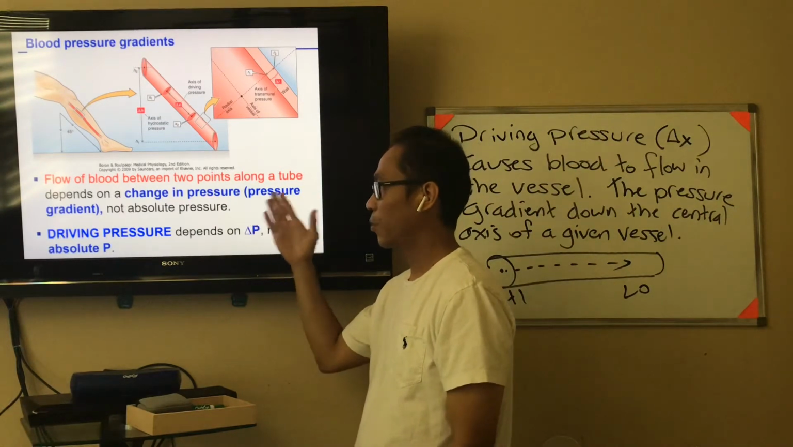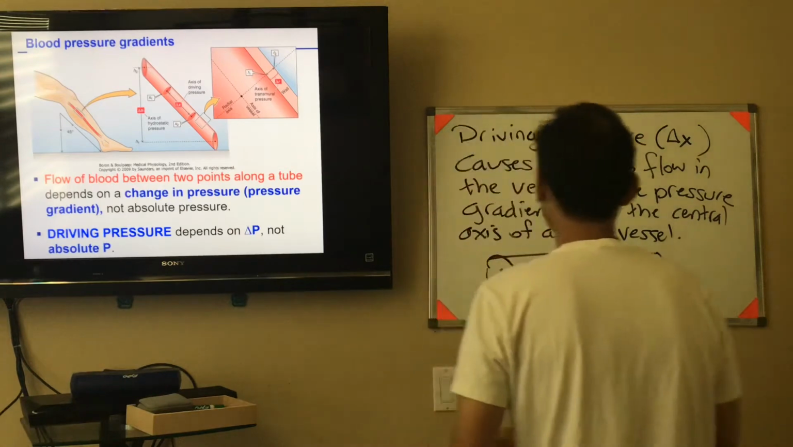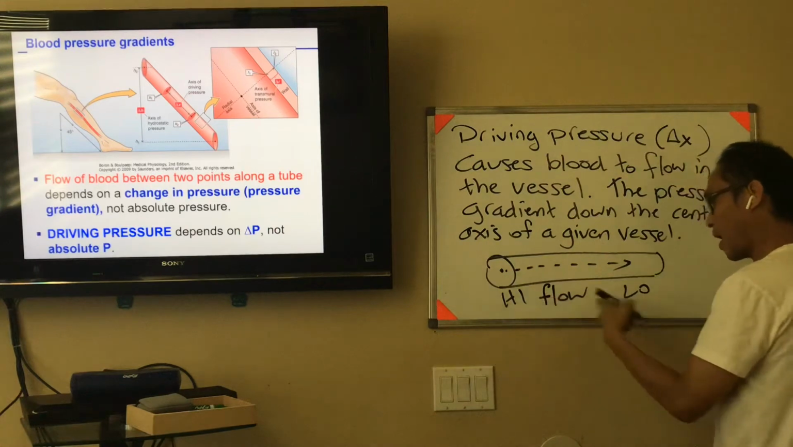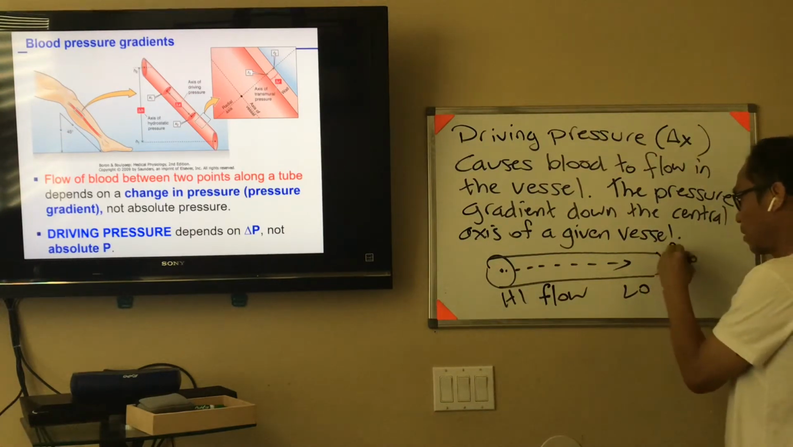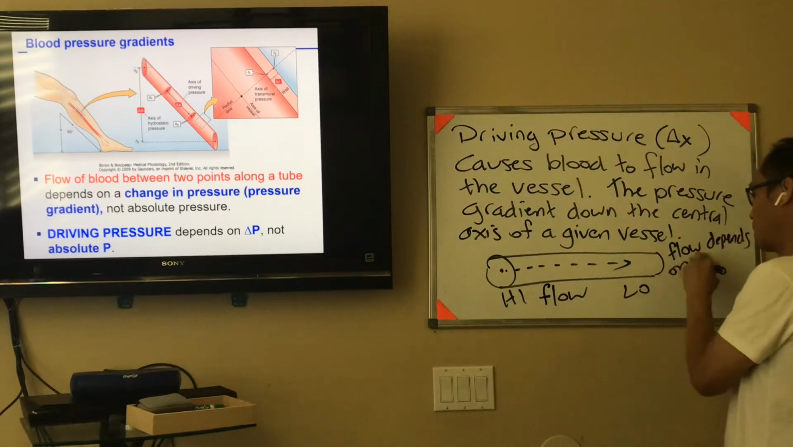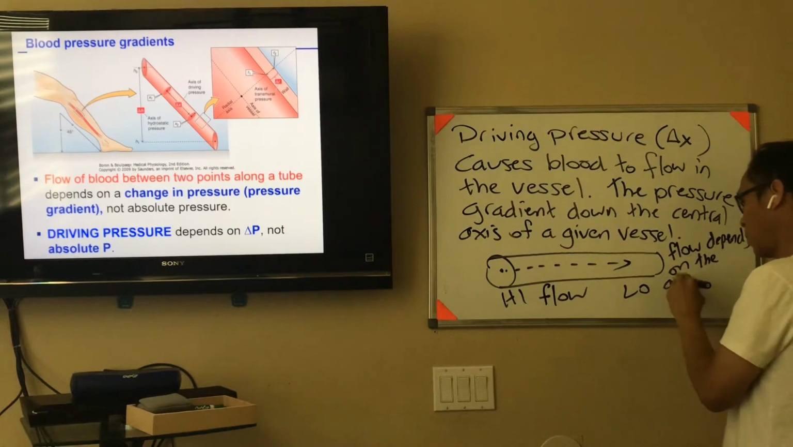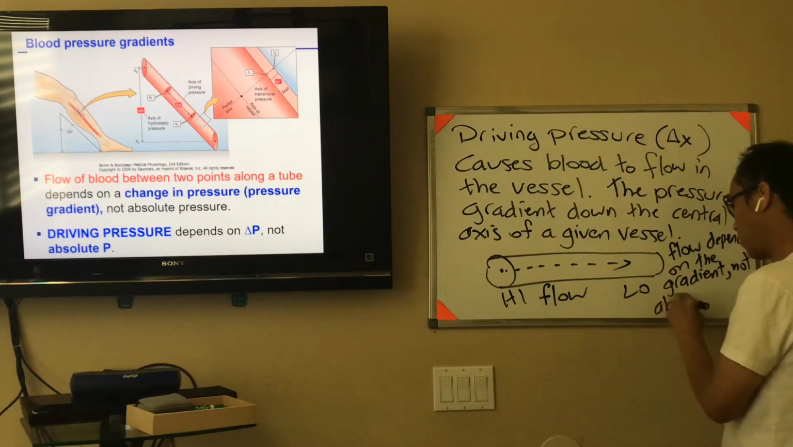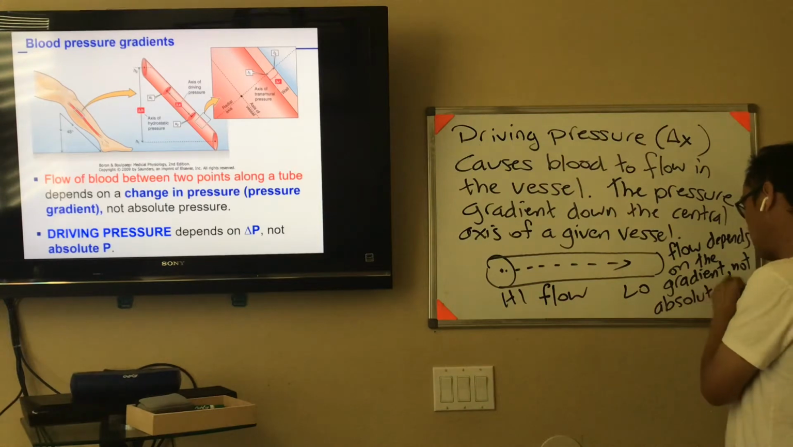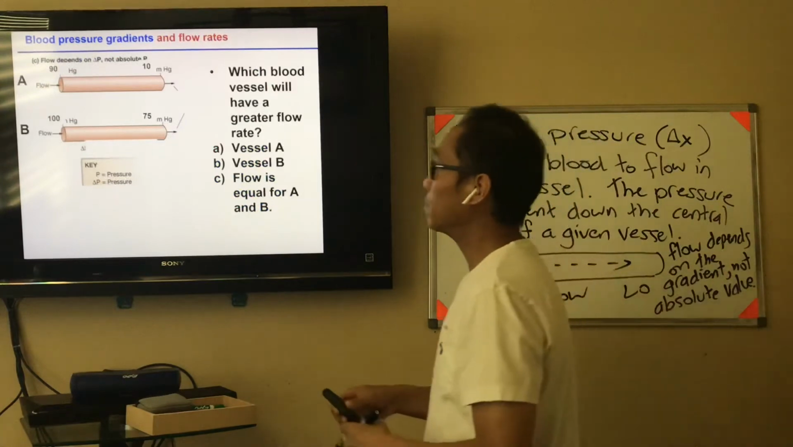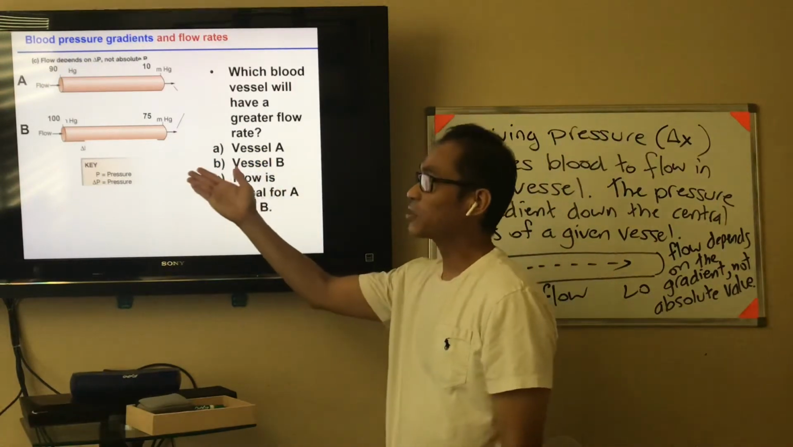Flow is dependent upon a pressure gradient, not absolute pressure. So flow depends on the gradient between high and low, okay? I'll put that as a side note here. Flow depends on the gradient of pressure, not absolute value. So what I mean by that can be described by just answering this question.